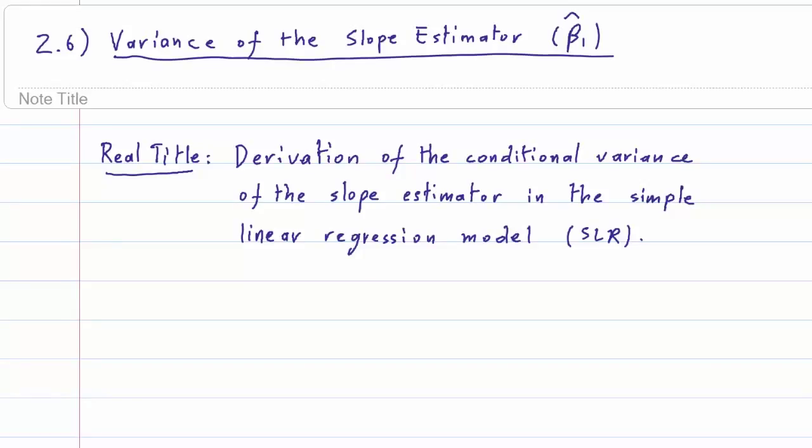In this video, we are going to derive the conditional variance of the slope estimator in the simple linear regression model. That's a really fancy title, but it's really not complicated. So what we want to check is what is the variance of beta 1 hat, the slope estimator, conditional on x.